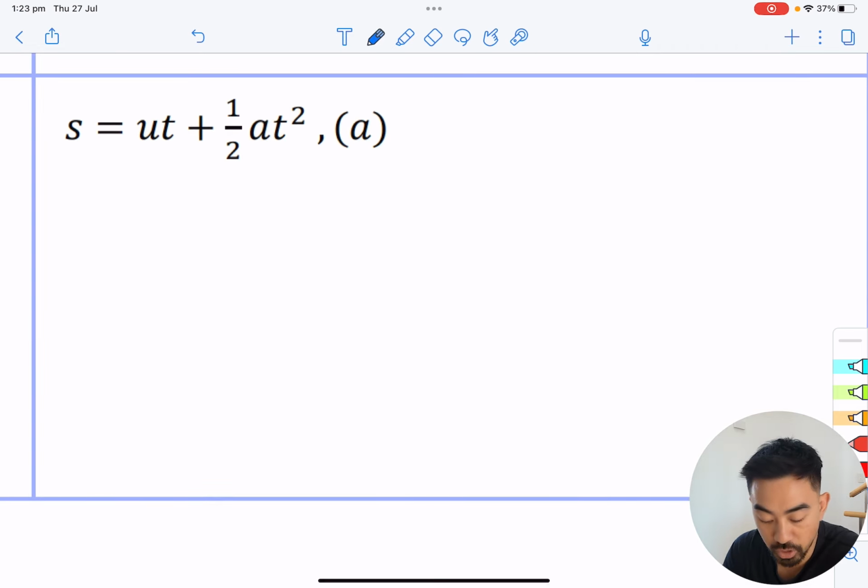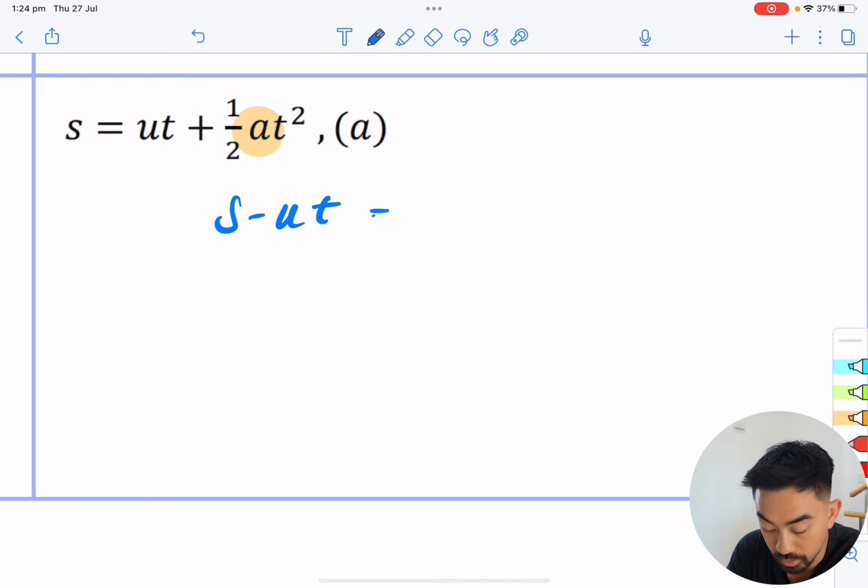Okay, last one. So here's our formula, a bit complicated. So our a is here. Once again, you want to move what's furthest away. So in this case, ut. So s minus ut is equal to half at squared.